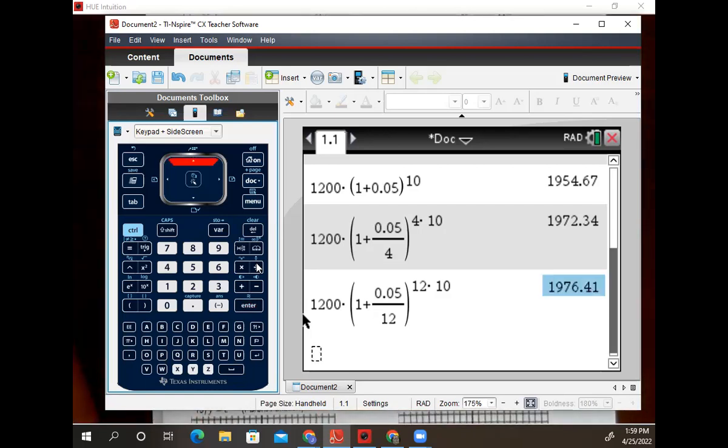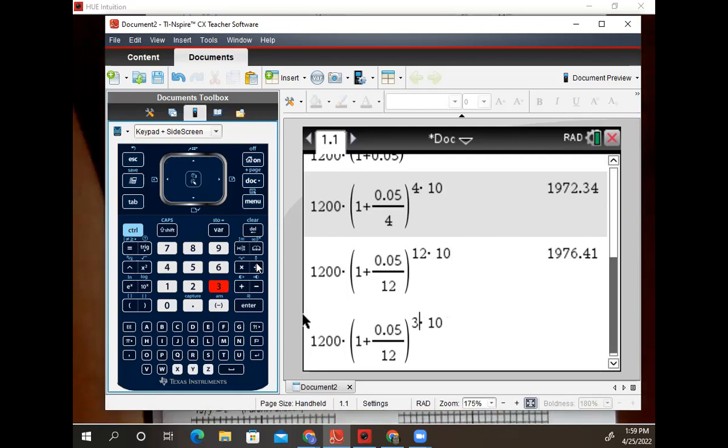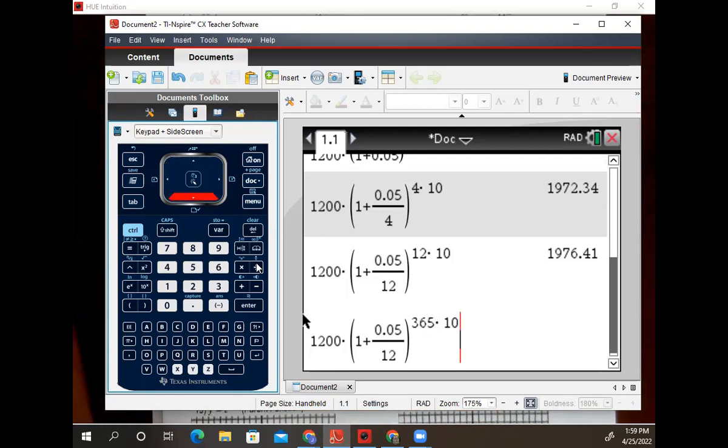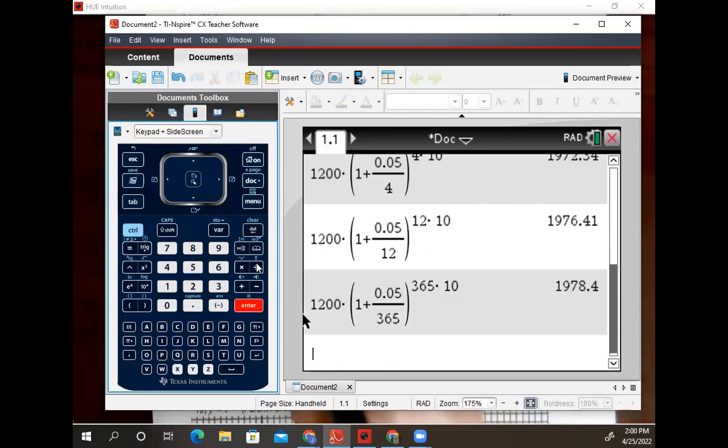For daily, I'm going to cheat again and copy this and edit it. So for daily, 365 is my end value. So when I compound daily, I get $1,978.40. I know the 0 isn't there, but we would write it when we talk about money.